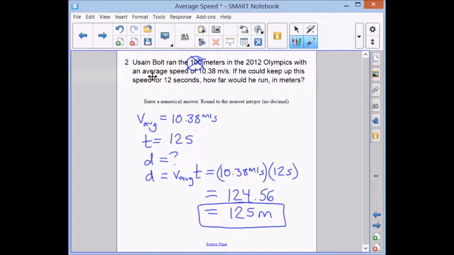Also, I want to make a point that this is his average speed. That's not how fast he was going anywhere along the way. He started from 0, so his initial speed was 0. And somewhere along the way, he was going faster than this. He had some instantaneous speed that was much faster. But this was just what his speed was on the average.